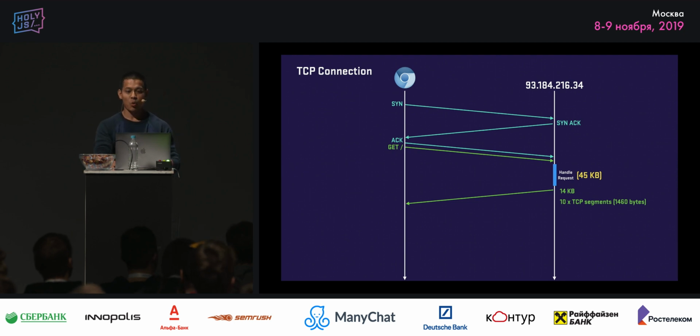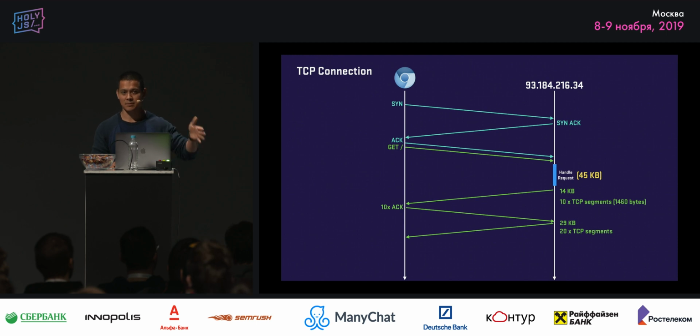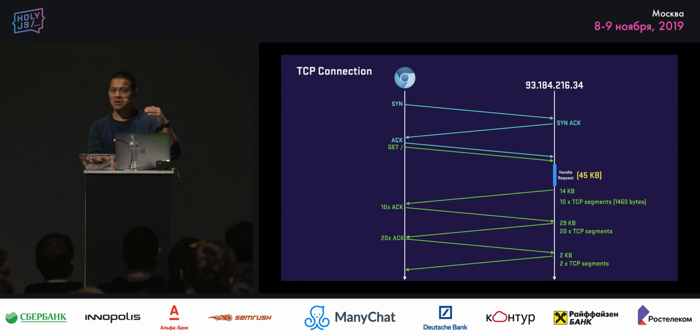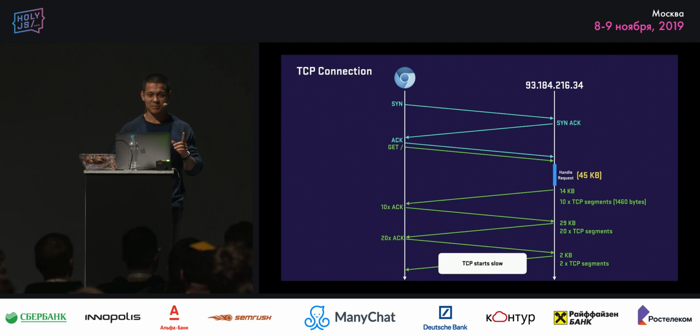TCP segments. Once the server receives the acknowledgement for the 10 TCP segments, it's going to double that amount and send 20 TCP segments back to the browser. And this process goes on until either a certain limit is reached or until all the content is delivered to the browser. Now, the important takeaway here is TCP starts slow.